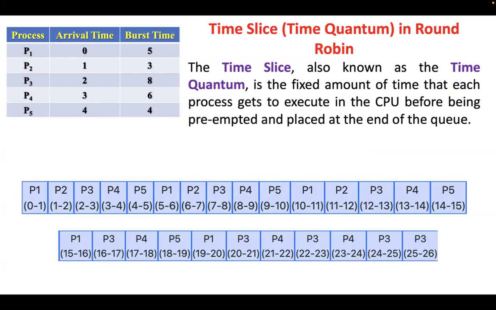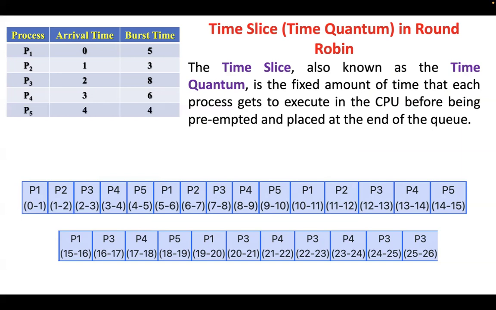Let us see this example. We have 5 processes, P1, P2, P3, P4, P5 respectively, arriving at time units 0, 1, 2, 3, 4. The respective burst times for these processes are 5, 3, 8, 6, and 4. Now, let us assume that the time slice, or time quantum, is one time unit.